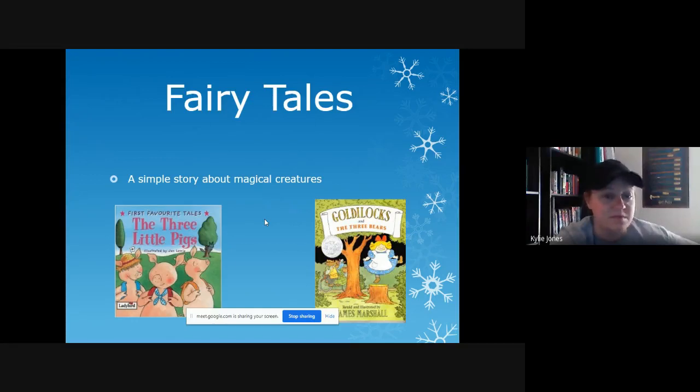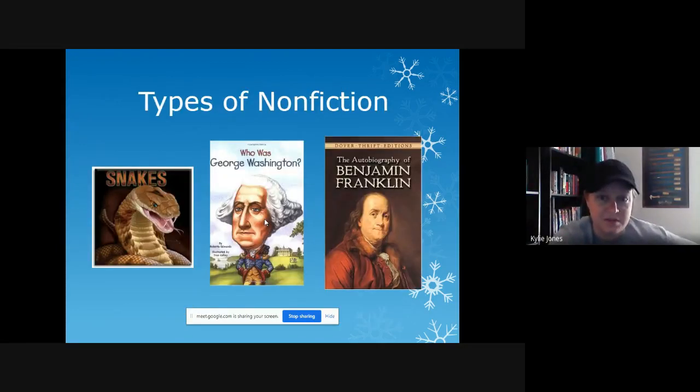Fairy tales are all over the place. You've got the Three Little Pigs, Little Red Riding Hood, Goldilocks, things like that. And then we have nonfiction, which is the opposite of fiction. So fiction is fake. Nonfiction is not fake. These are true things. They give all kinds of facts and things like that.